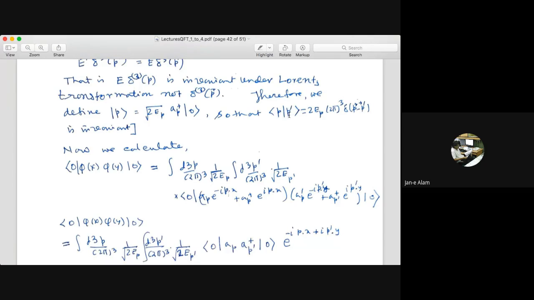Because if you take the scalar product with p', there will be an E_p coming, and this E into the Dirac delta function is invariant. If you don't take this 2E, then you will not get this E here, and then your scalar product will not be Lorentz invariant. So that is why this 2E_p factor is put there, so that this quantity is Lorentz invariant, because then I will have the Dirac delta function multiplied by the energy, which is Lorentz invariant.